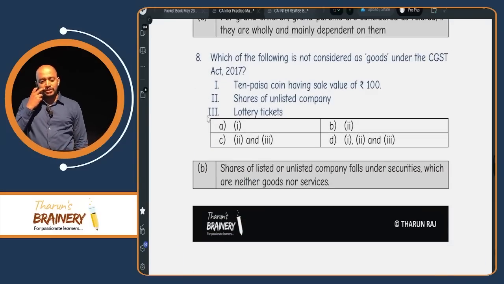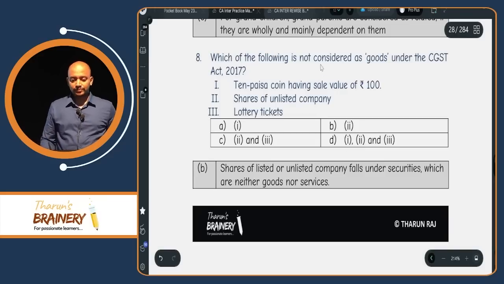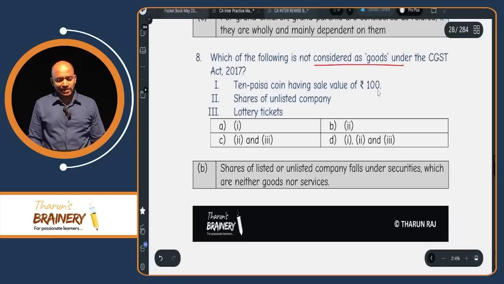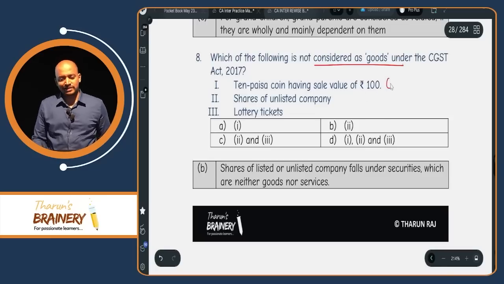Which of the following is not considered as goods? 10 paise coin having a sale value of 100. It is goods, because it is not treated as money, so that is goods. Shares of unlisted company is not goods. Why?